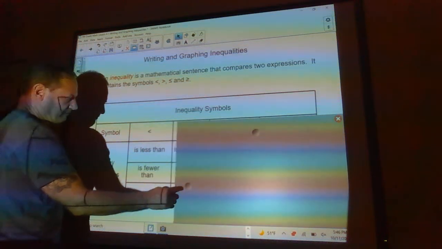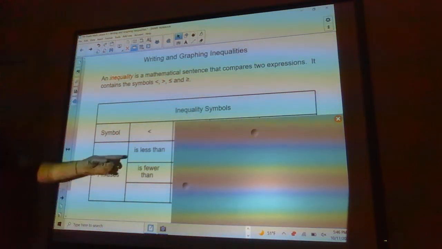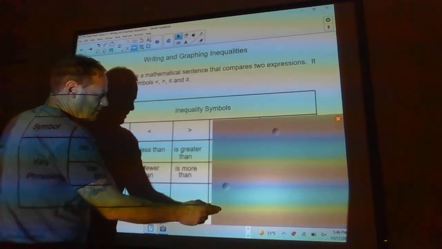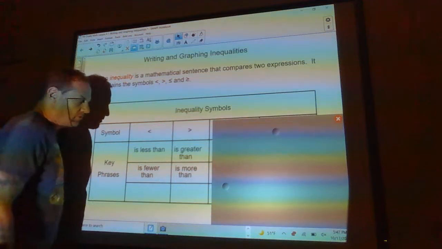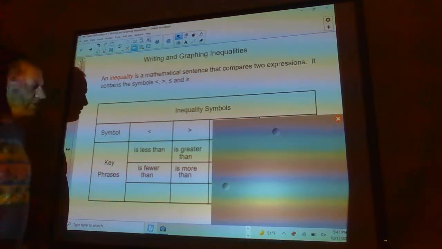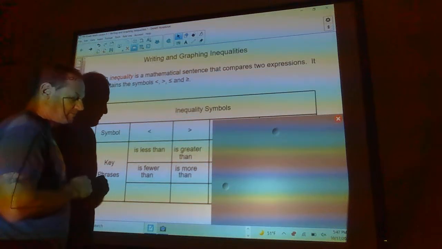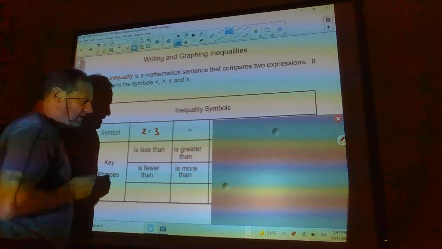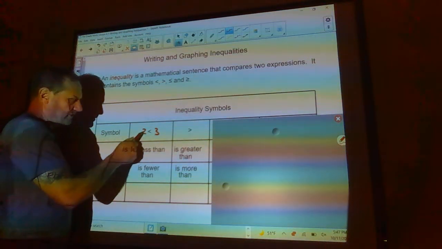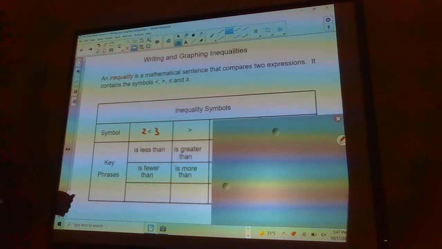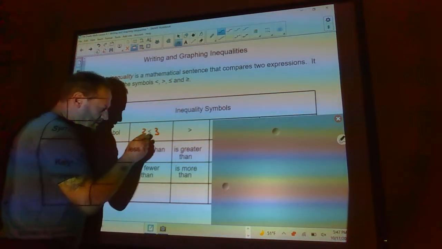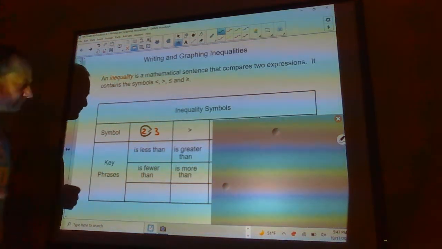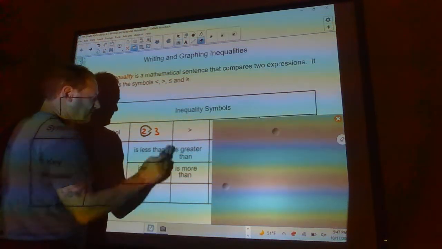Okay, so phrases to look for. Less than is "is less than" or "is fewer than." This one here is "is greater than" or "is more than." A lot of people remember the little number always eats up the big number. So if I had 2 would be less than 3, the little number 2 eats up the big number 3. Got this nice little giant mouth right here. It's going to eat that guy up. Okay, that's hideous, so let's get rid of that.